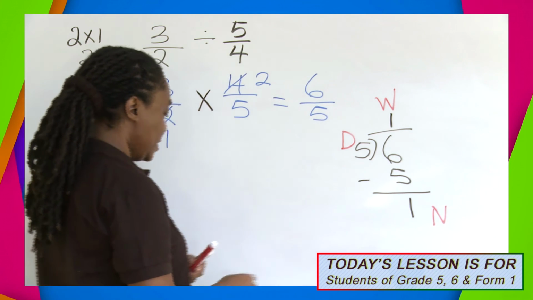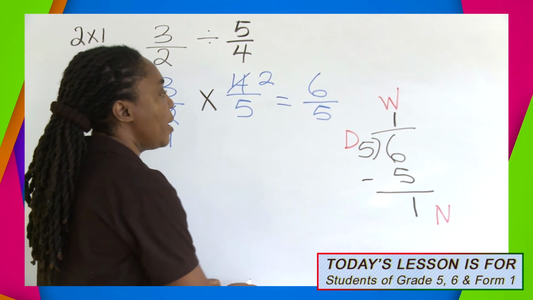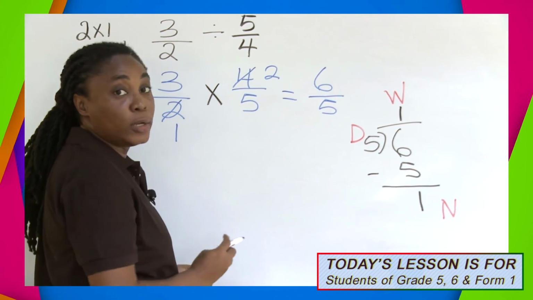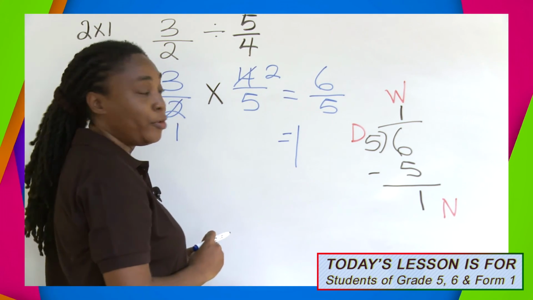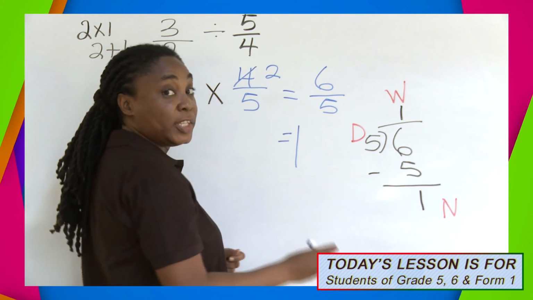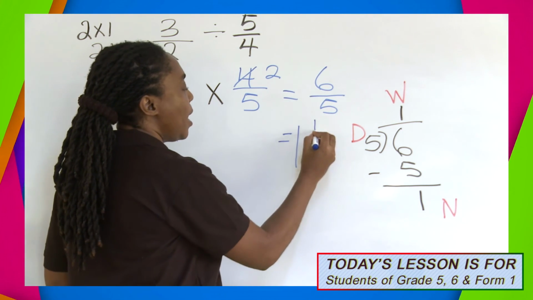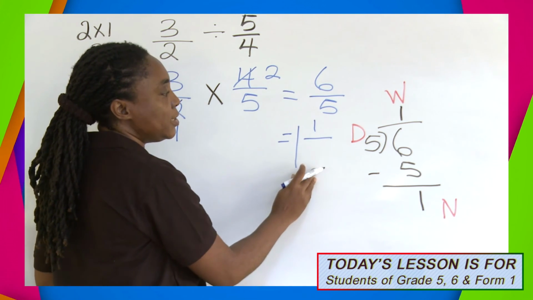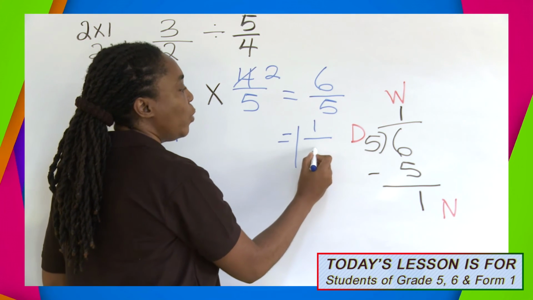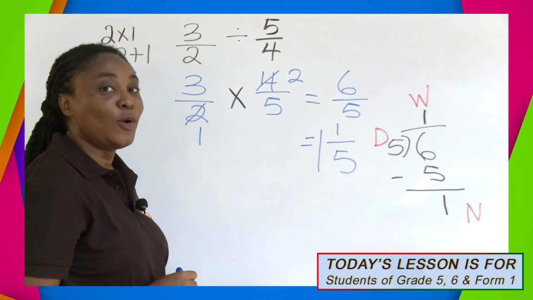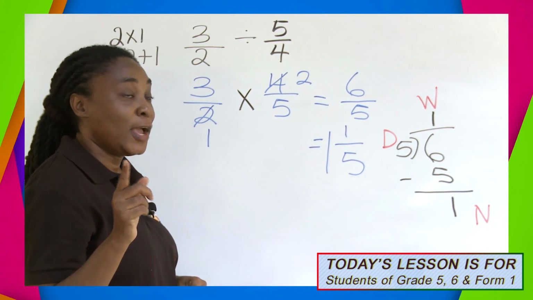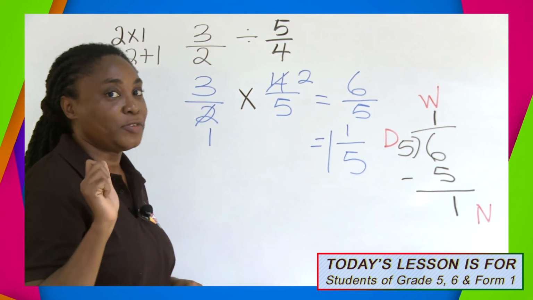So now we're going to place that into our answer. What is our whole number again? 1. What will be our numerator? It will be this one, which is the remainder, and our denominator will be the 5, which was our divisor. All right? Now, correct your answer. You're excited because you got it right.